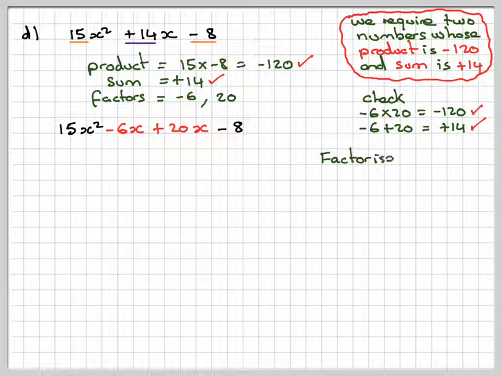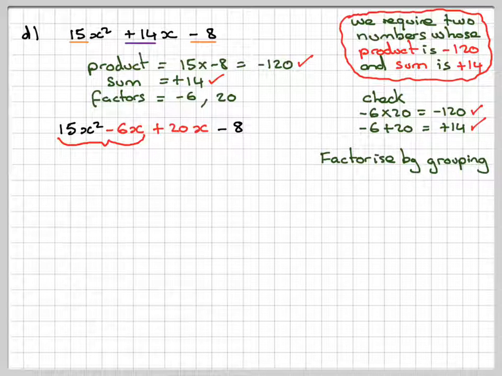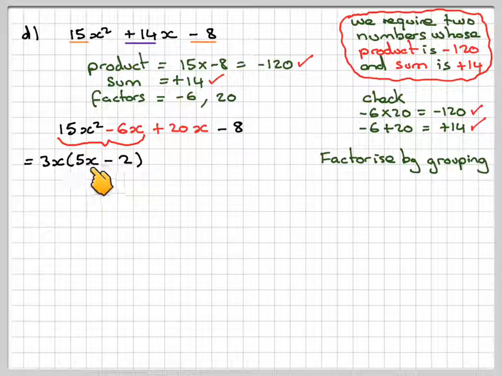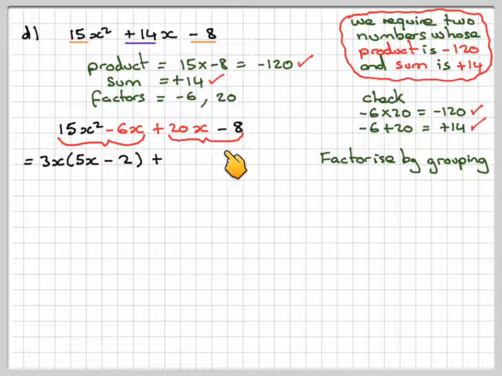And now you do what's known as factorising by grouping. So you group that term and that term together, and you look for a common factor. The highest common factor is going to be 3x, because 3 goes into 15 and 6, and x goes into x squared and x, brackets, and I've got a 5x minus 2. You can check by multiplying back in. Then you bring down the sign, whatever the sign is here. And then you group these two together and look for the highest common factor. That's going to be 4, and again you're going to get 5x minus 2.